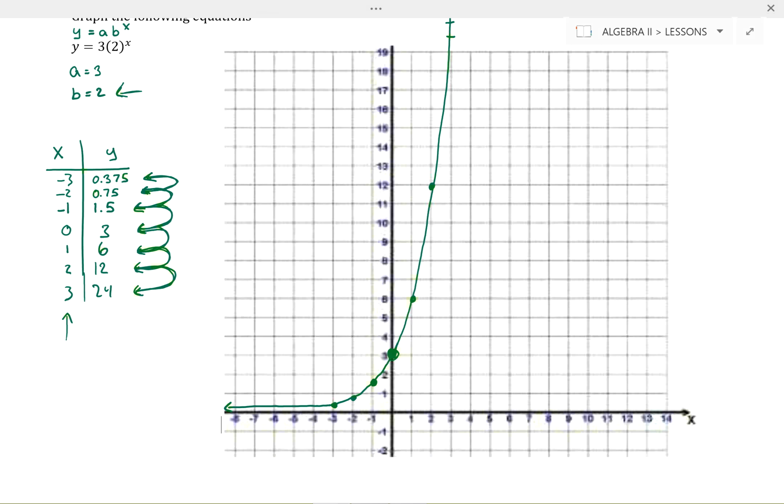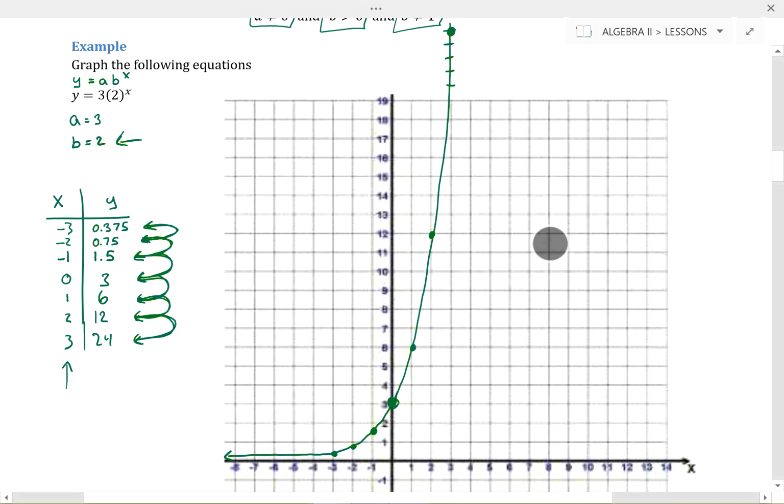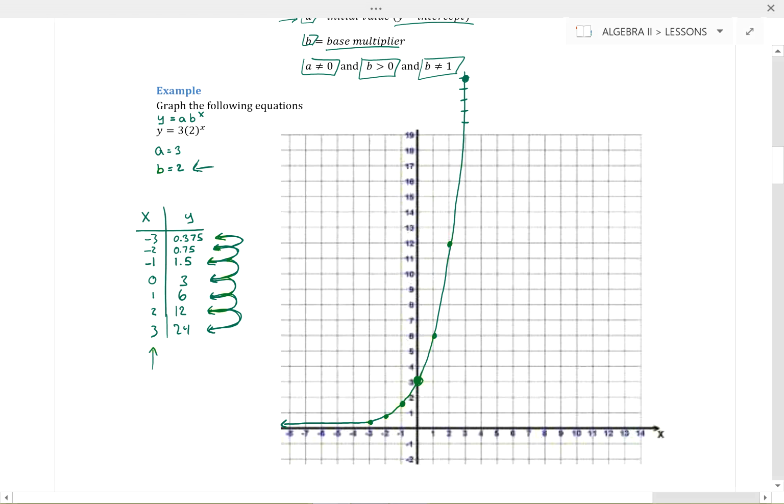So this is what the general shape of an exponential equation looks like. It's called an exponential curve. It has a leveling off point at the x-axis, and it increases what we call exponentially.